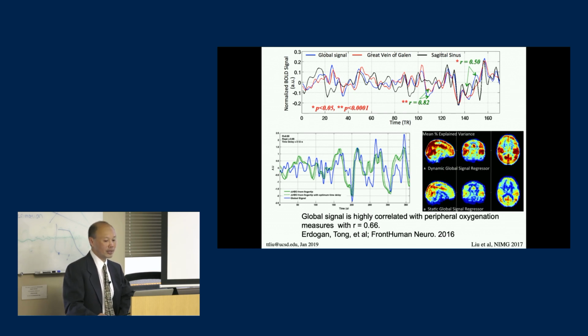And so the process of global signal regression is fairly straightforward. You compute your global signal and you just regress it out of every time series, and it's done independently on every time series in your data.